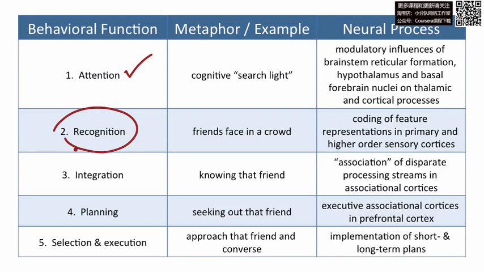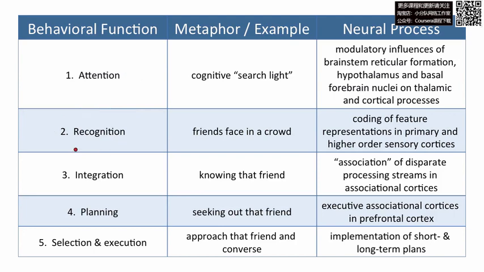This is a neural process that involves the coding of feature representations in the primary cortices, but as I've just described for you, all the way through our higher order sensory cortices. And in this case, through the inferior part of the temporal lobe, that so-called WUT, or recognition processing stream, that runs through the inferior surface of the temporal lobe.